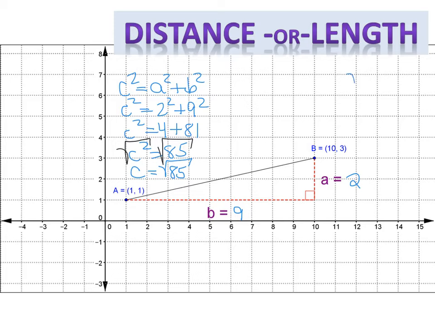Real quick, just a quick review, 85, can we simplify it? Simplified radical. 85 is the same thing as 5 times 17. Both 5 and 17 are prime numbers, so you can't simplify that at all. But we can certainly approximate it. And that is approximately, I'm going to go out to the hundredths. So I'm going to say 9.22.